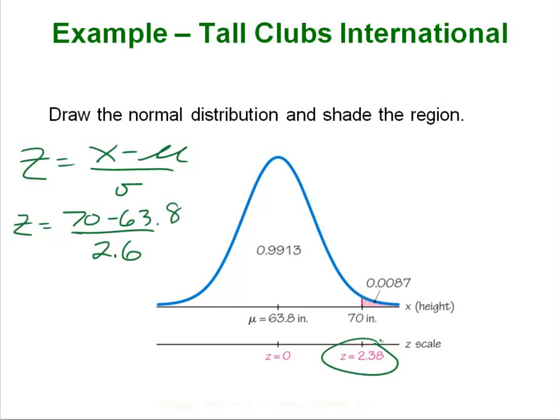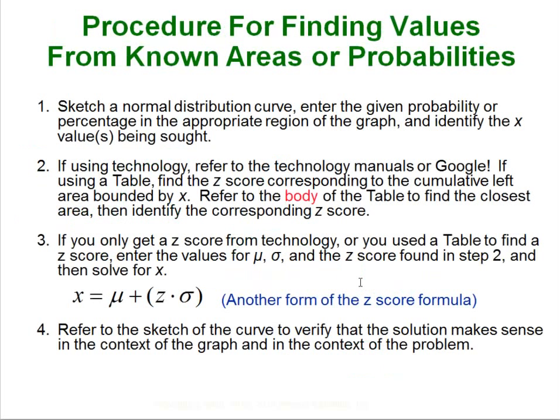And then you could go look up 2.38 in your tables. That would give you the area to the left, which would give you this number. And then you do 1 minus it to finally get the answer. Now you notice their number is slightly different from ours because the table rounds. Everything gets rounded differently. Our answer of 0.0085 is actually the more accurate of the two. Procedures for finding values from known areas or probabilities.